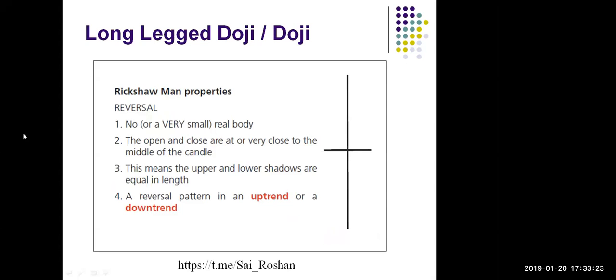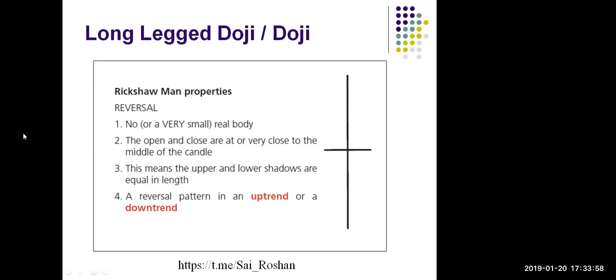This one is a long leg doji, also called a rickshaw man. As we said, it opened up, the bulls tried to take it up, and the bears tried their best to take it down. At the end of the day, nothing has happened. It closed at the same price as the open price, which means neither the bulls could win nor the bears could win. So it shows a kind of indecisiveness. Where should the stock move? Should it go up or down?